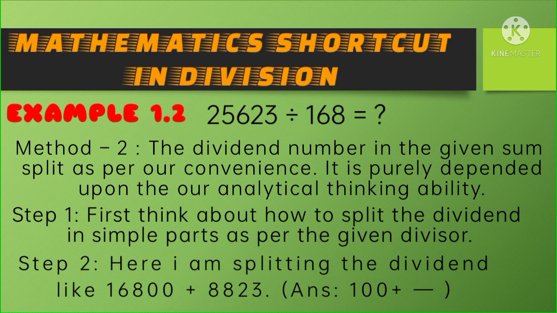Another mathematics shortcut in division. Method 2. The dividend in the given sum is split as per our convenience. It is purely dependent upon our analytical thinking ability. Let's take an example, 25,623 divided by 168. Step 1. First, think about how to split the dividend into simple parts as per the given divisor. Step 2. Here I am splitting the dividend like 16,800 plus 8,823. So 16,800 is easily divided by 168. So the partial answer is 100.